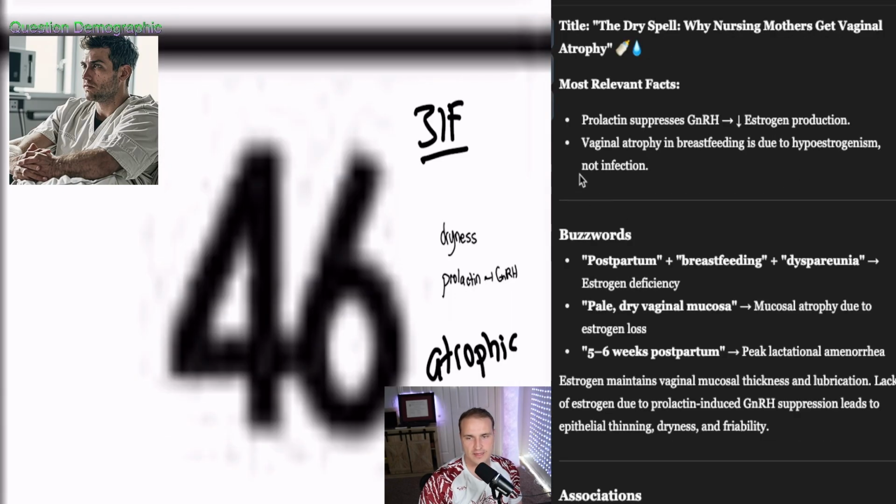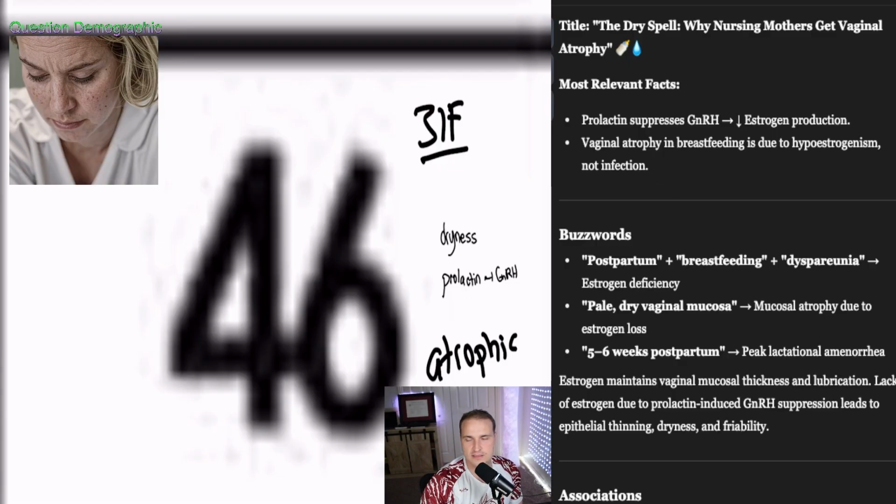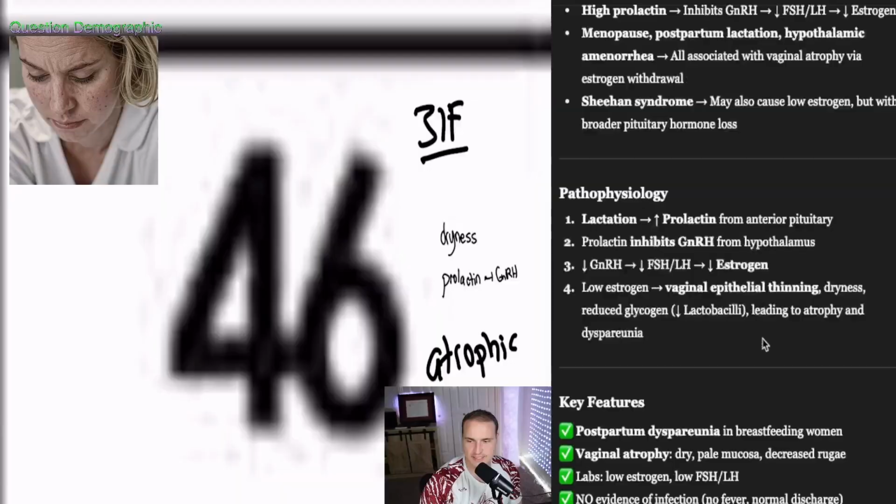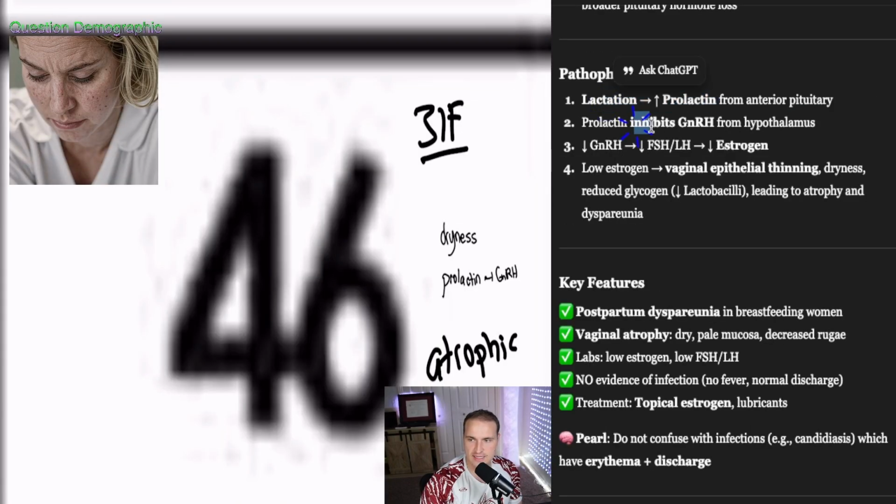Okay, this next one, I'm not going to overcomplicate it. It's basically if somebody has vaginal dryness, they're going to have low estrogen. So this is always obviously going to be a female, but think of postpartum breastfeeding, dysuria, pale, dry vaginal mucosa 5-6 weeks out. Lactation causes increased prolactin that inhibits the GnRH, that inhibits downstream later on estrogen. And the mechanism is important. It's low GnRH to low FSH to low LH to low estrogen.